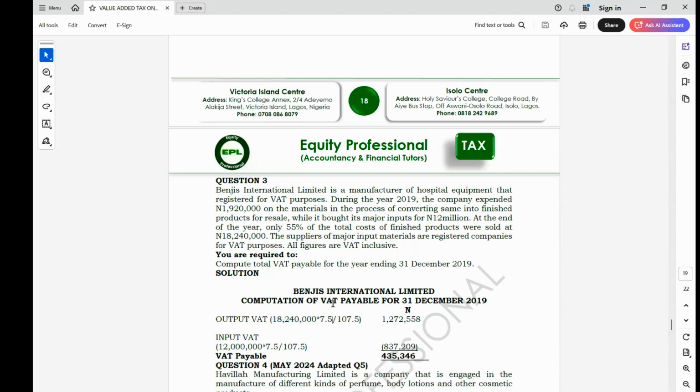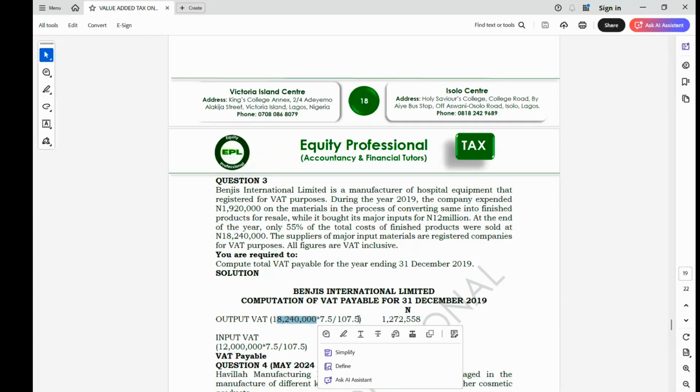So in that case, you cannot say multiply by 7.5% again. You will now say multiply by, and we know that the VAT rate is 7.5, divided by the percentage that this figure is at. And this figure is at what percentage? Divided by 107.5. The reason why we are using 7.5 divided by 107.5 is because this information is VAT inclusive.